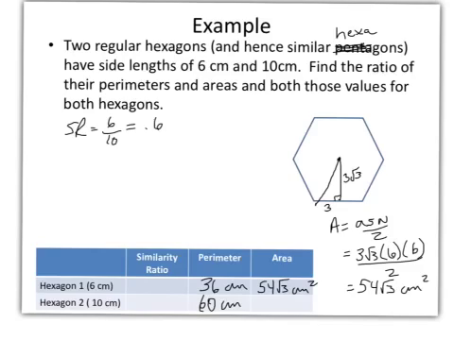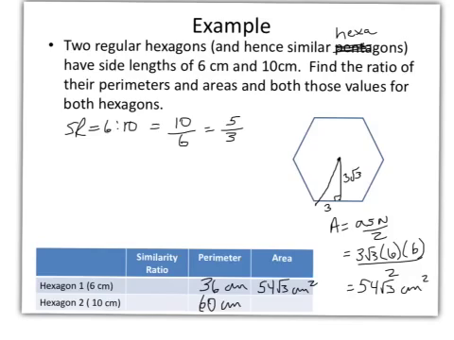Actually I shouldn't say 6/10 really. It's a similarity ratio of 6 to 10, right? Which if we're creating a bigger hexagon is actually going to be 10 over 6, which is divided by 2, which is 5/3, right?